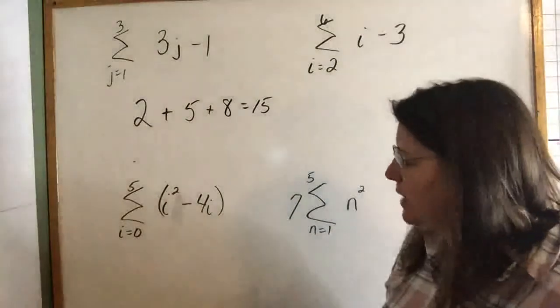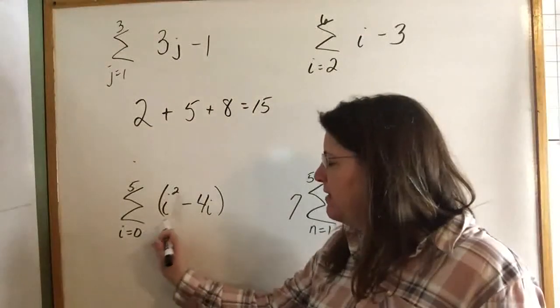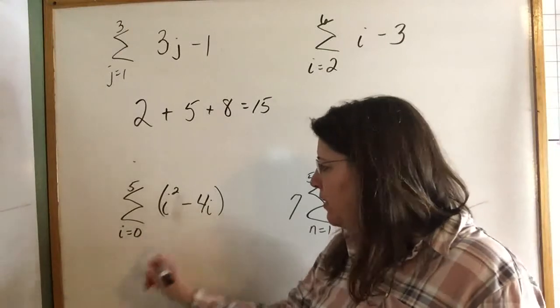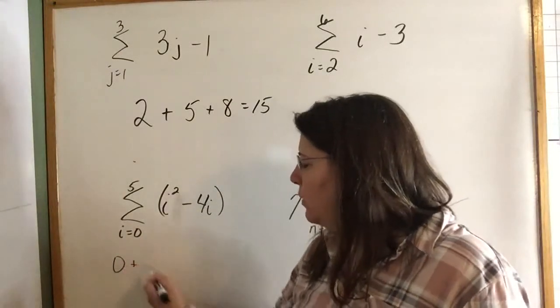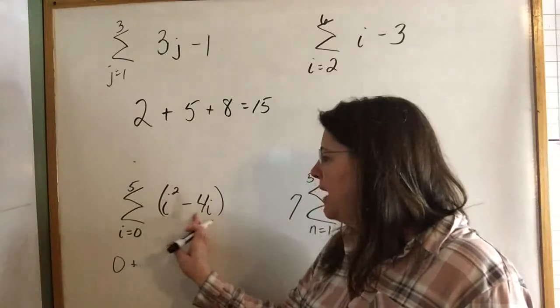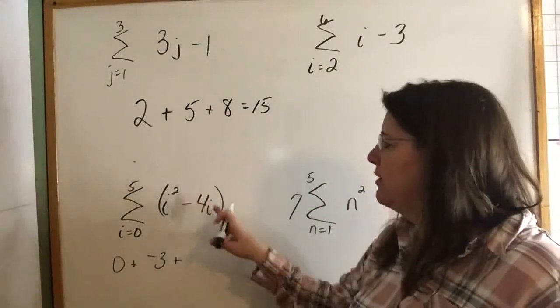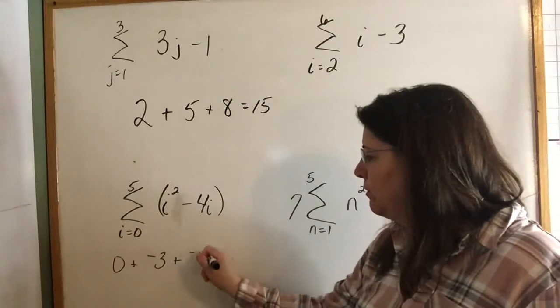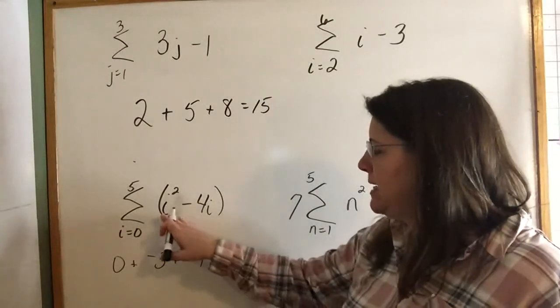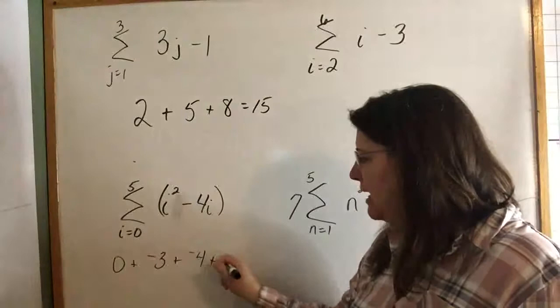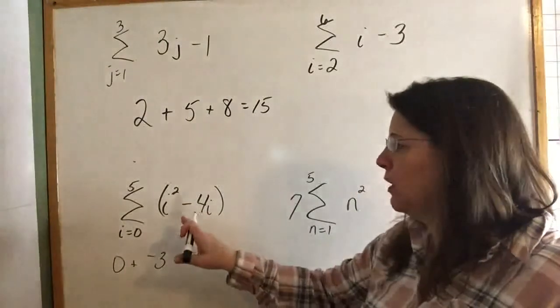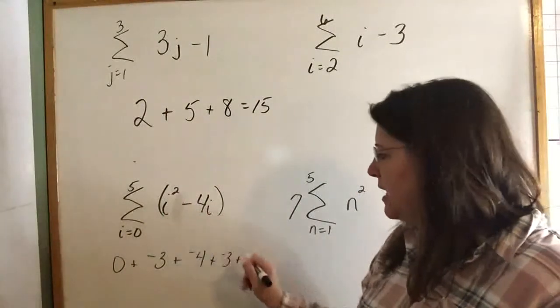So if I do that, if I plug in 0, 0 minus 0 is 0. When I plug in 1, 1 minus 4 is negative 3. When I plug in 2, 4 minus 8 is negative 4. When I plug in 3, 9 minus 12 is negative 3. When I plug in 4, 16 minus 16 is 0.